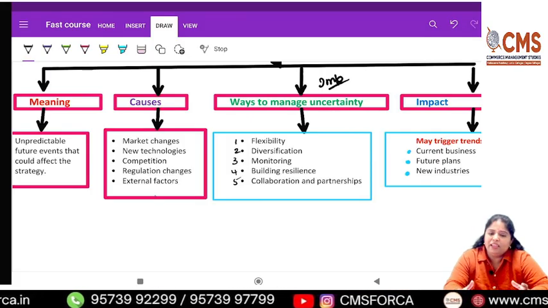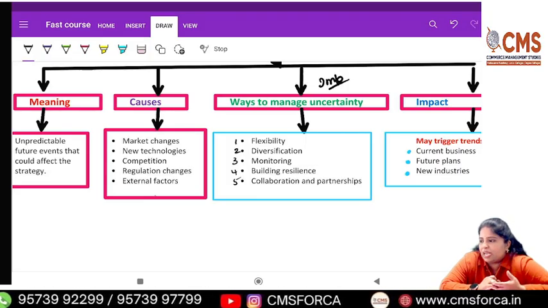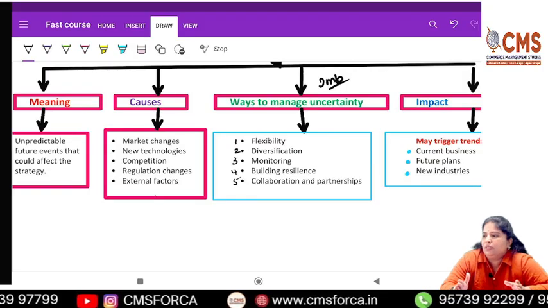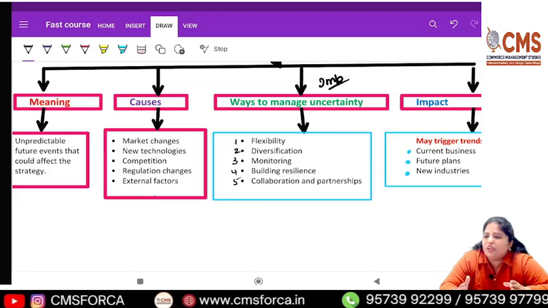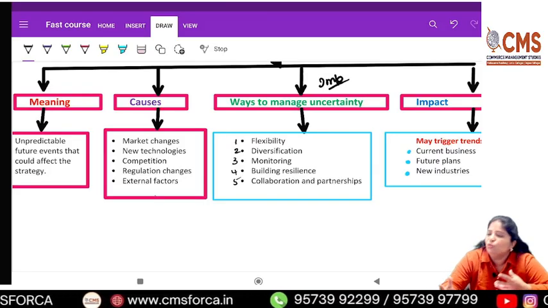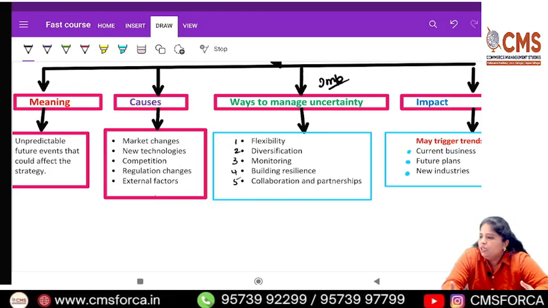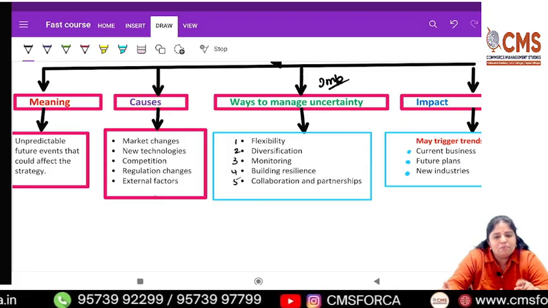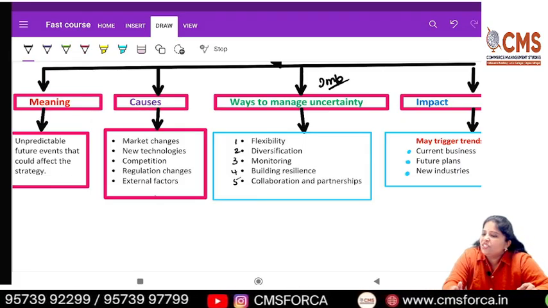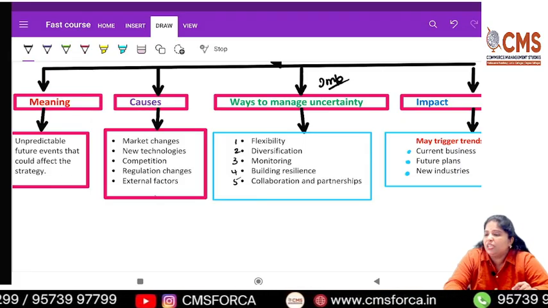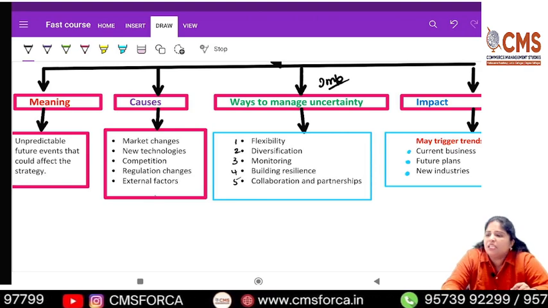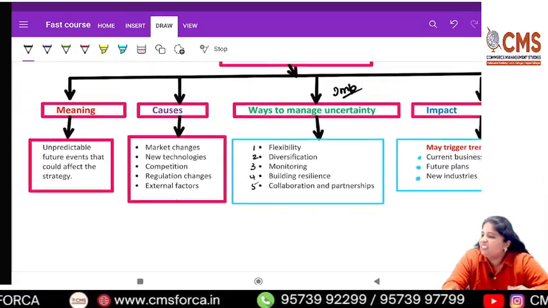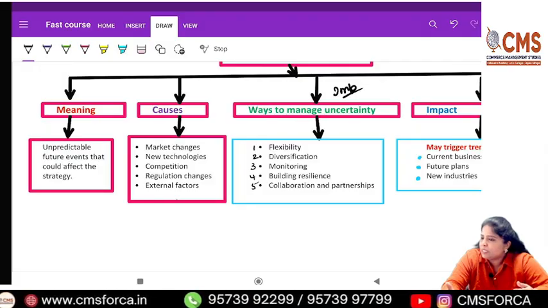Now, what could be the causes for such strategic uncertainty? The first cause is your external environment. The external environment is very dynamic and very turbulent, and goes through random changes. Changes are not planned and keep happening. Market demand keeps changing. Industry attractiveness keeps changing. Competitor strategies keep changing. And even government regulations, politically, there might be a lot of changes.